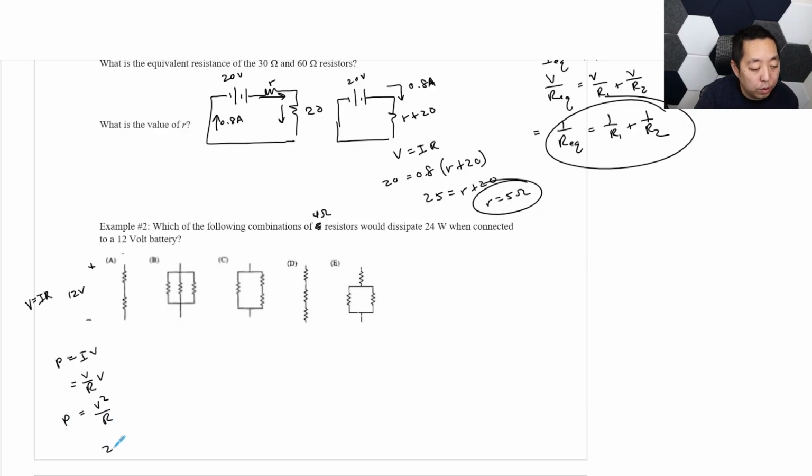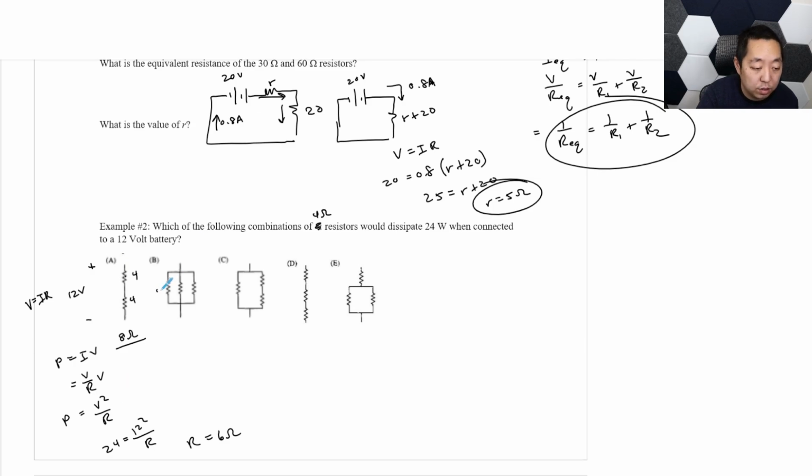And we want it to be 24 equals 12 squared over R. So you can find that the R that we want is 12 squared divided by 24, and I get 6. I want something that gives me a 6 ohm equivalent, basically, because 144 divided by 6 gives me 24. So this is 4 and 4. These are in series, so this gives me 8 ohms equivalent.